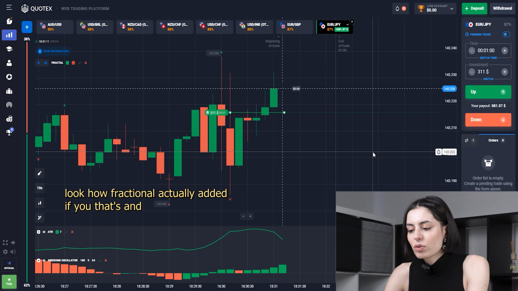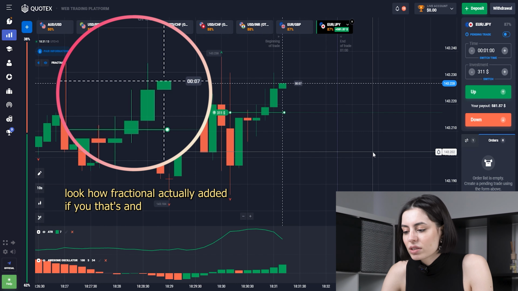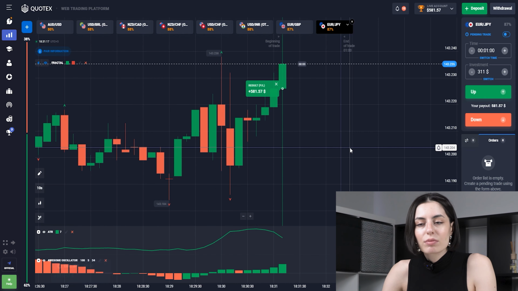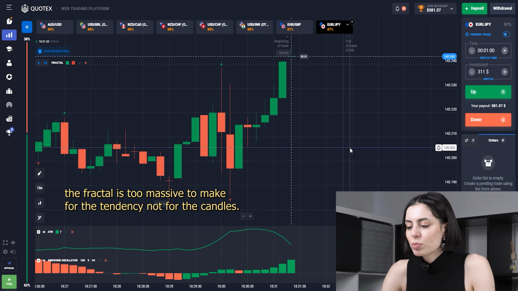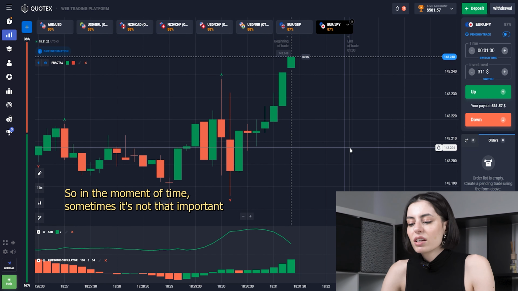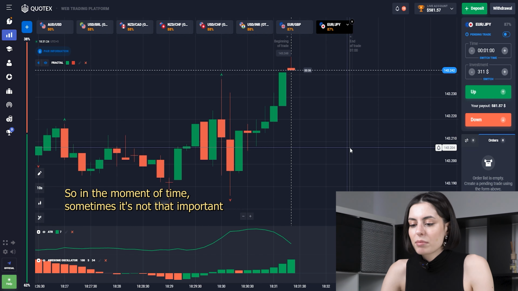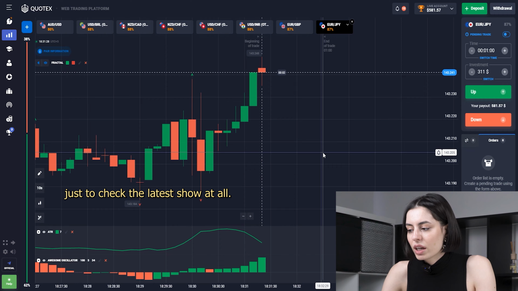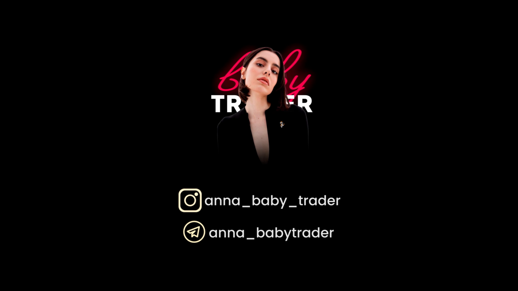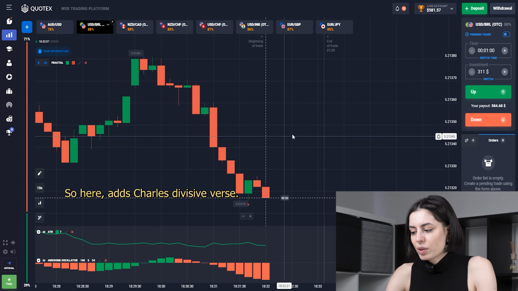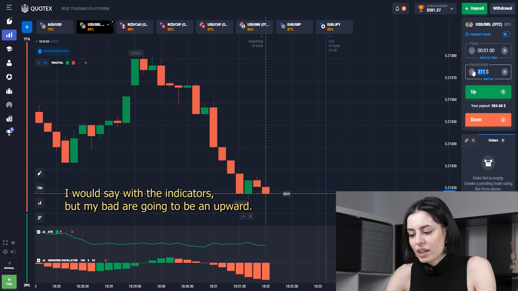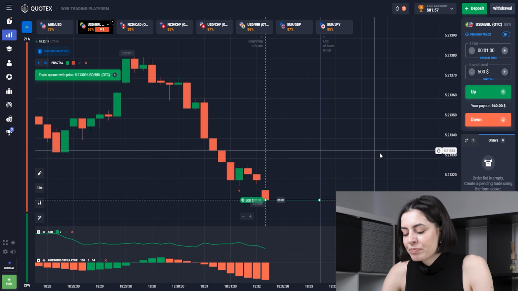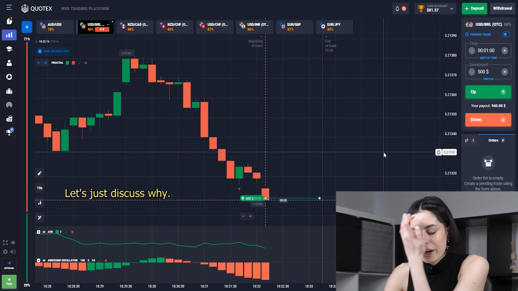And again, look how the fractal added a few dots, and so in the moment, the fractal is too massive, too big for the tendency, it's not for the candles. So in the moment of time, sometimes it's not that important to check the latest fractal at all. So here it's just vice versa with the indicators, but my bet is going to be upward. Let's discuss why.